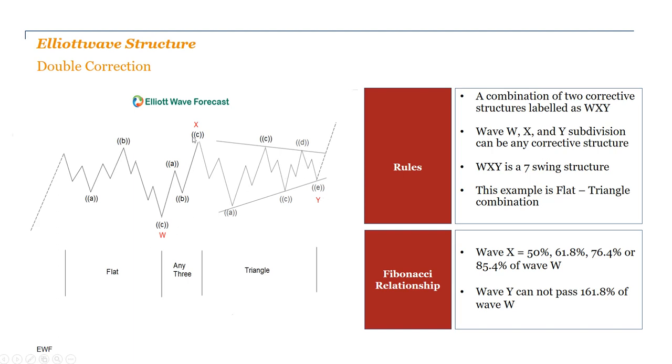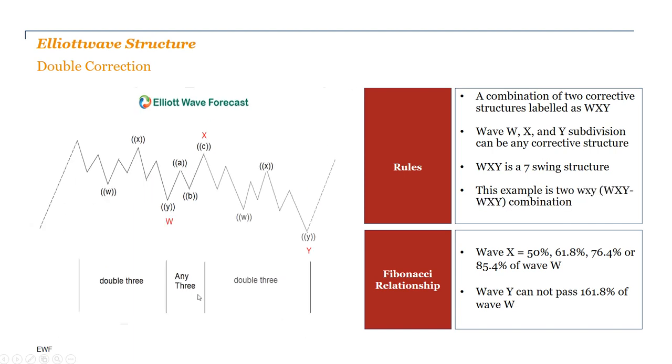So you got a WXY corrective structure, right, called double correction because you combine two corrective structures. And in this example, you got a combination of flat and triangle. But other than that, it is all the same. The idea is the same for the double correction, only that we give you a couple of different variations here.